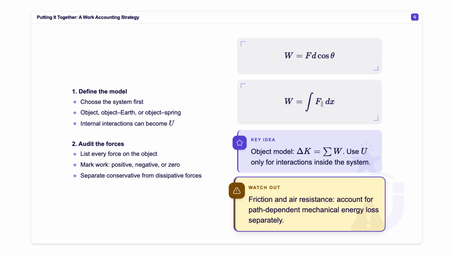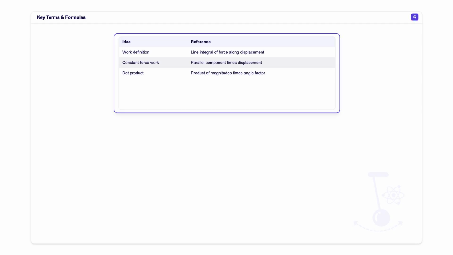Keep this checklist in mind, because next we will organize the key terms and formulas you need most often. Use this page like a compact reference sheet. It collects the formulas and vocabulary you need when you decide which work model fits a problem.